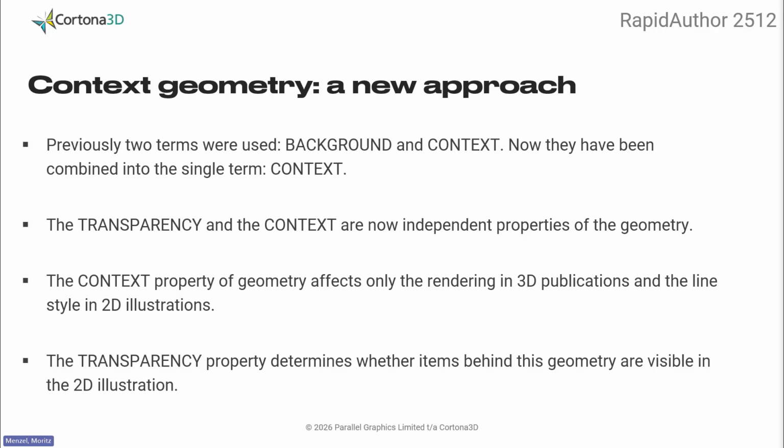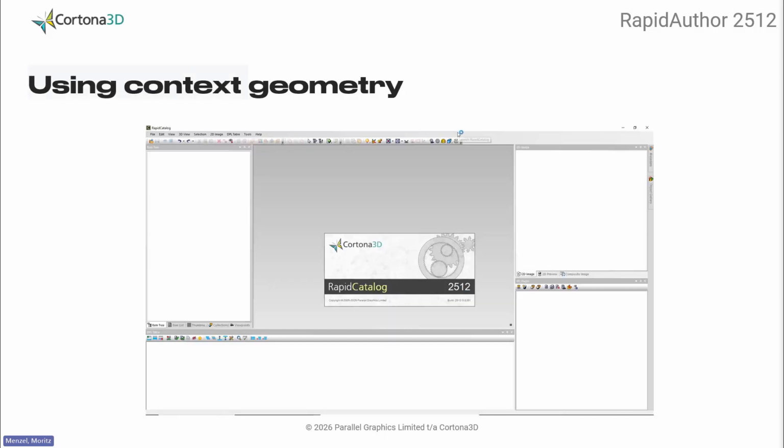Transparency and context are now independent properties of the geometry. The context property of geometry affects only the rendering in 3D publications and the line style in 2D illustrations. And the transparency property determines whether items behind this current geometry are visible in the 2D illustration. That might sound complicated. It's not. You have more options now. We will try to show you a couple of examples of how that works on the next slide.